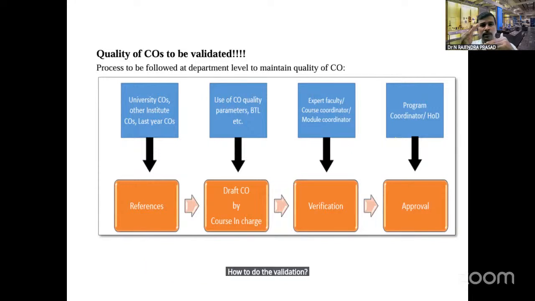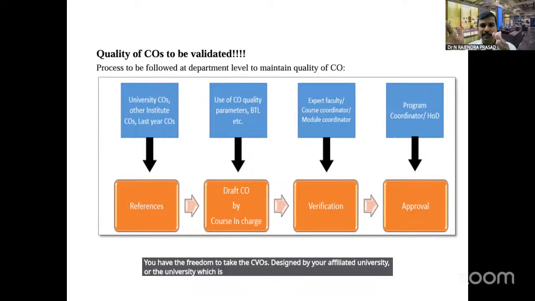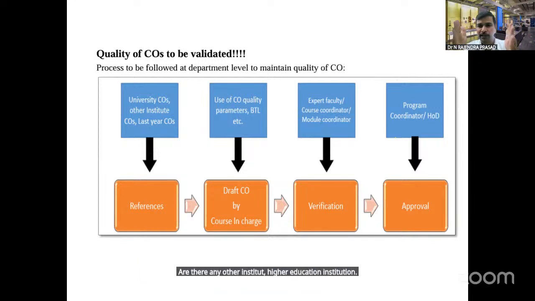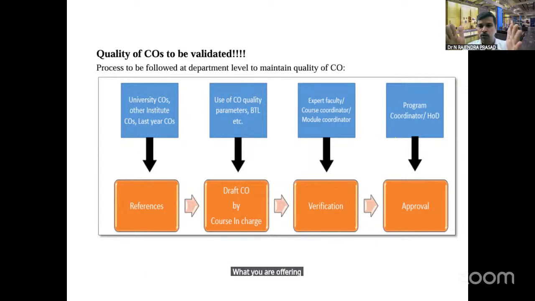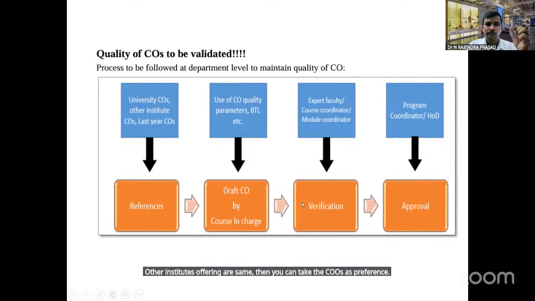First of all, you have the freedom to take the COs designed by your affiliated university, or the university which is a neighbor, an adjacent university, an adjacent autonomous college, or any other higher education institution which is offering the same course. What you are offering, the course offered by you as well as the other institute, are the same. Then you can take the COs as a reference.